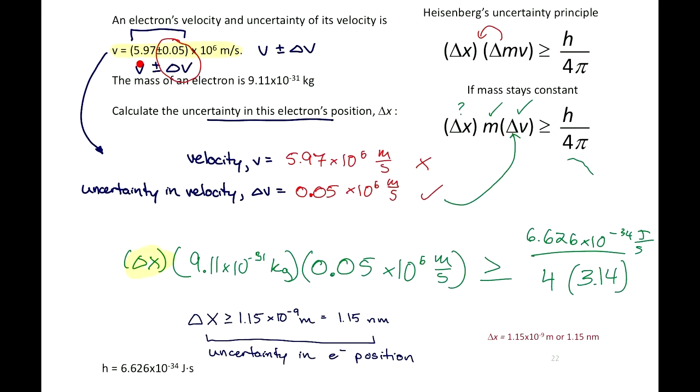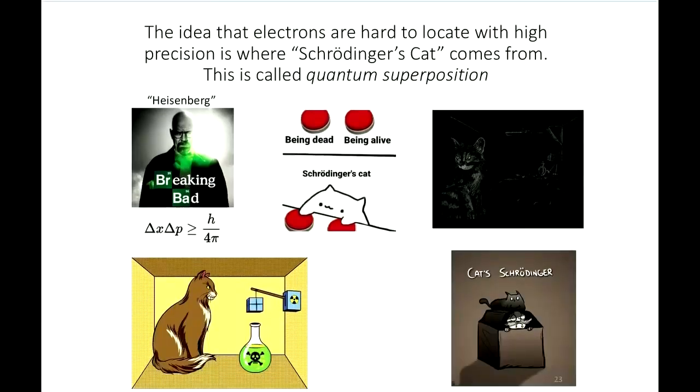Note how velocity is given in this question. It says the velocity is about 6 plus or minus 0.05 times 10 to the 6th. We only really care about this uncertainty part attached to it, not the actual velocity. That's the number that goes into the uncertainty principle. Then we can calculate that the minimum uncertainty of this electron's position is about 1 nanometer. With this uncertainty, this is where we get orbital shapes.